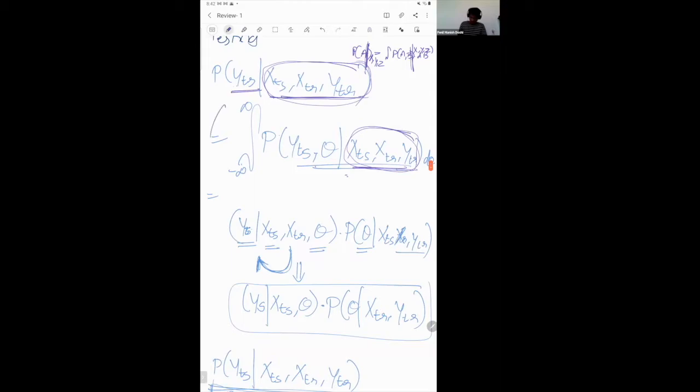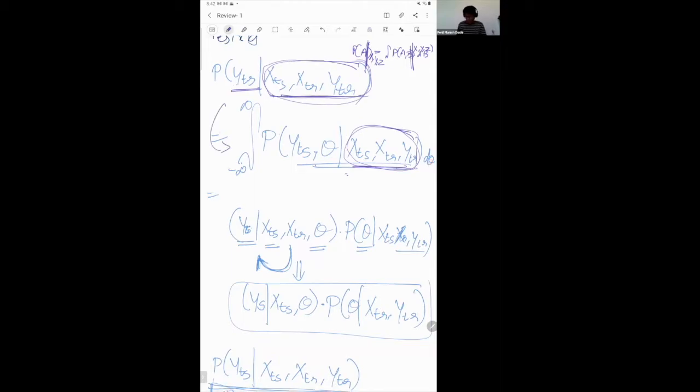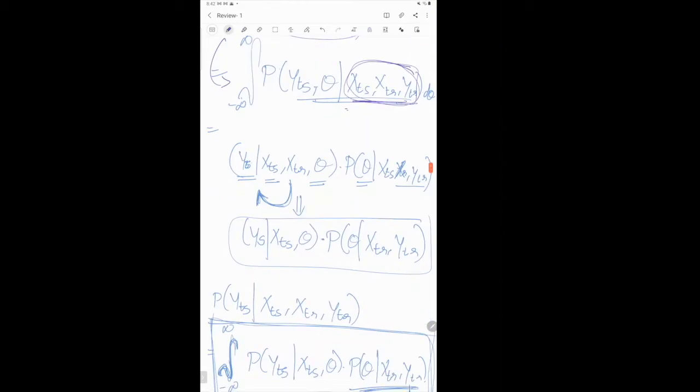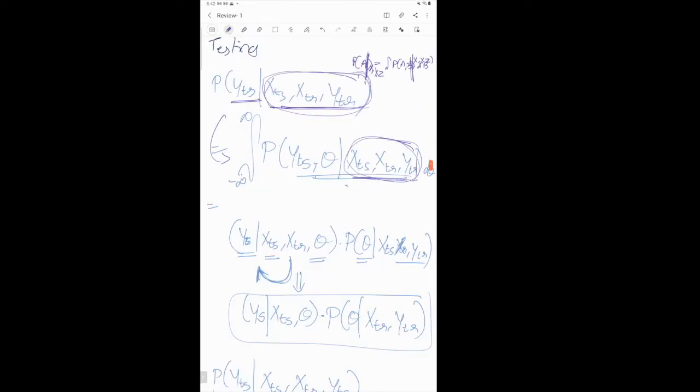So I hope this step is clear. One question. Before that, can you scroll up to the testing objective? Yeah. So here the testing objective is given y test. We are trying to get y test given x test, s test, x train and y train.